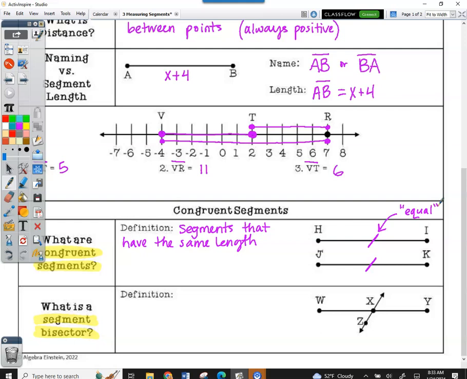So if I wanted to talk about those segments as congruent, I would say that segment HI is congruent to segment JK. And that's what it would look like. That's what it would read.